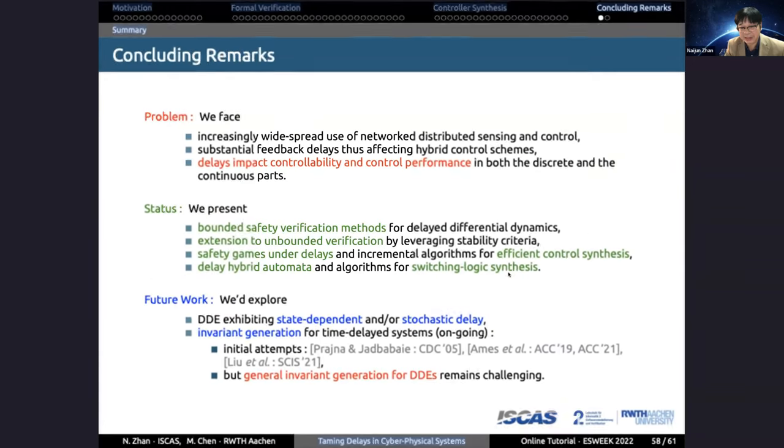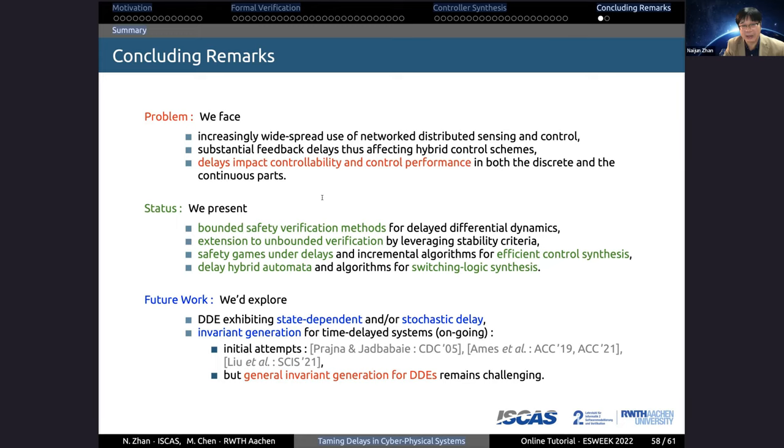So that is the basic idea. So now we go to the conclusion of these tutorials. In this tutorial, the problem we are trying to address is that the delay associated with dynamic and hybrid systems actually delays increasingly widespread use of network distributed sensing and control, which is a substantial feedback delay, thus affecting hybrid control schemes.